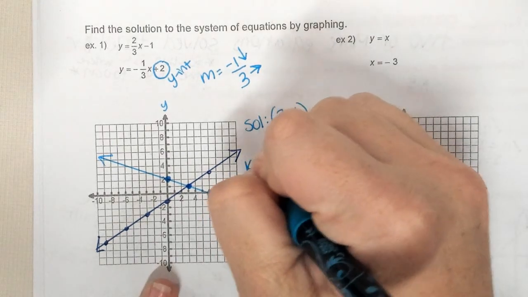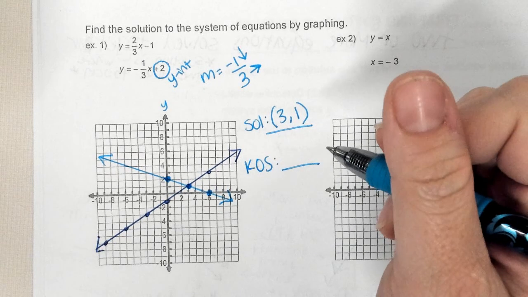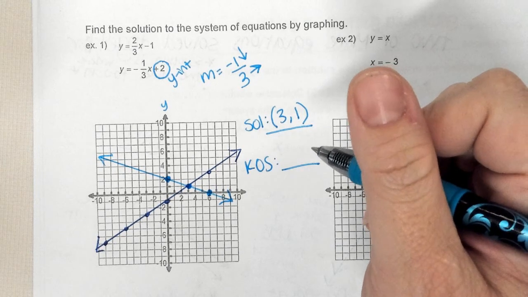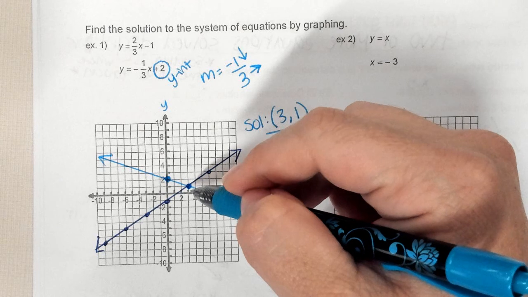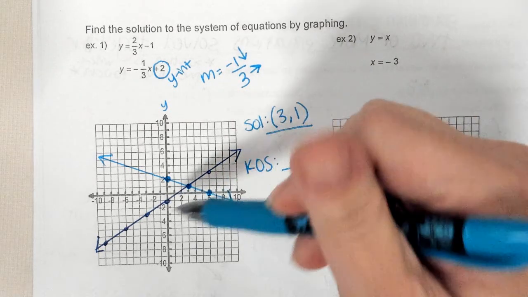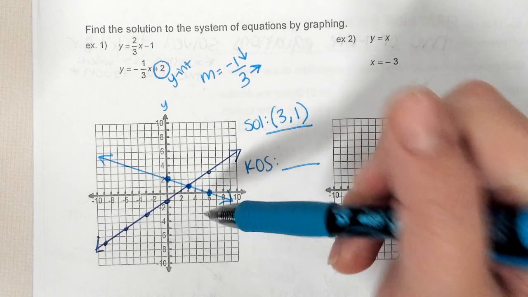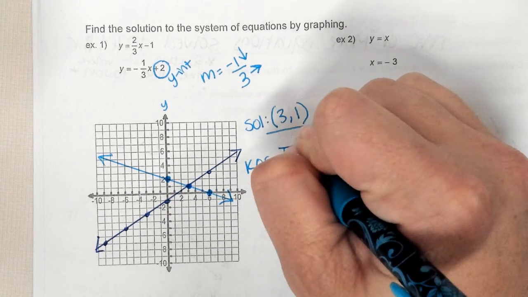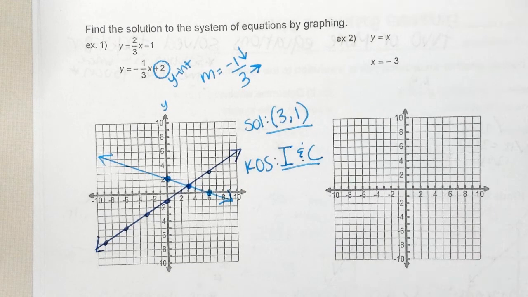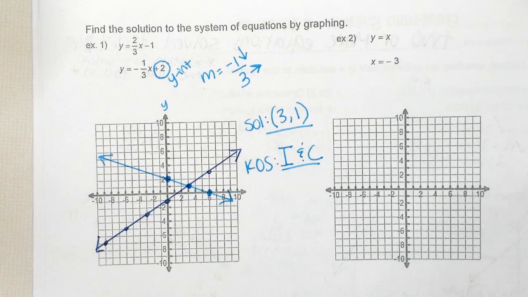Okay, in your kind of system, remember we have independent and consistent, dependent and consistent, and inconsistent. Well, it has a solution, so I know it's either independent or dependent and consistent. And this is independent because the lines are different, but they have that consistent point. So this is independent and consistent. If there's one solution, it'll always be I and C, independent and consistent.